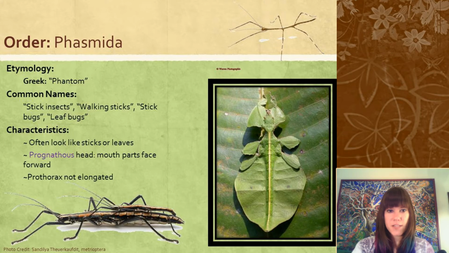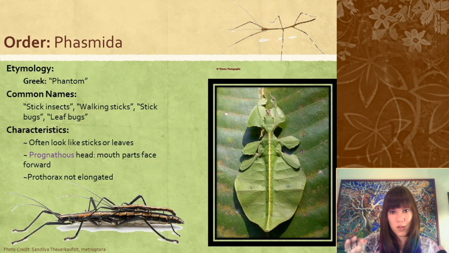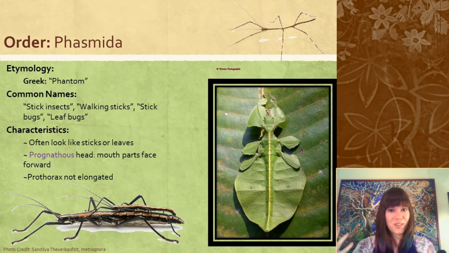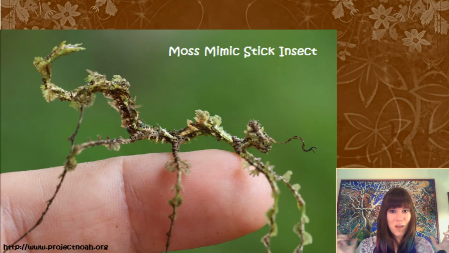The next order is Phasmida. Sometimes they're called Phasmatodea. In Greek, Phasmida just means phantom, and this is because these are your walking sticks, stick insects, stick bugs, or leaf bugs, and they all camouflage really, really well. You can rarely see them unless they're moving. They tend to have this ability to sway as if the wind is blowing, which works great if the wind is actually blowing, but gives them away if it's not. Their characteristics are that they often look stick-like or leaf-like, and some crazy ones in the tropics have little projections off of them that look like moss, and that's super cool.